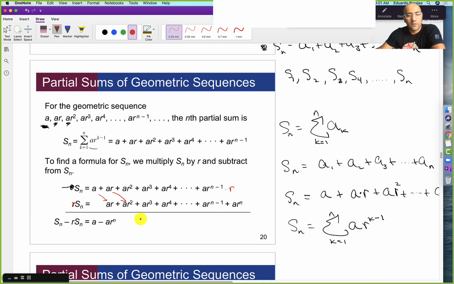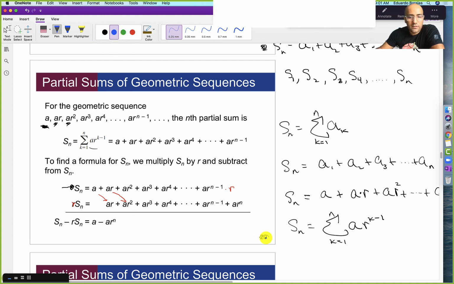Good. Okay, so now we have this sequence, which is just s of n, and we have this sequence, which is r s of n. So now if we subtract them in this order, s of n minus r s of n, I'm going to subtract them on the left-hand side in this order. And so I'll take all of these minus all of these, and a lot of them will cancel, sort of pair by pair. Here, let me expand that this way.